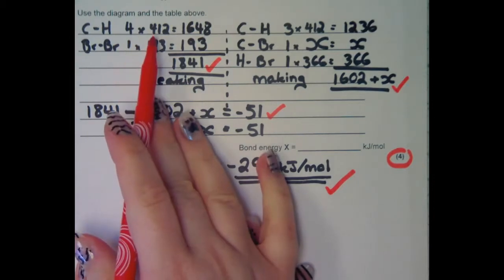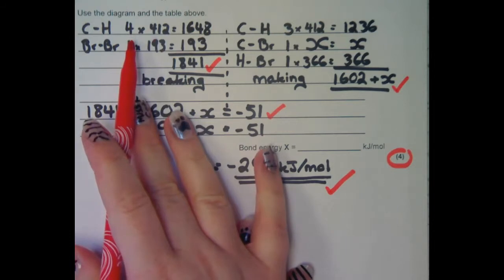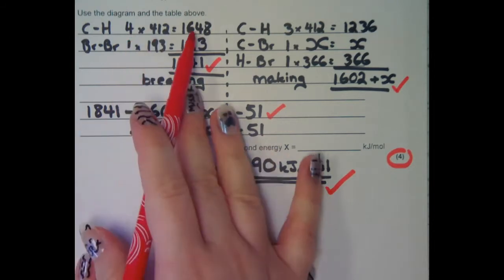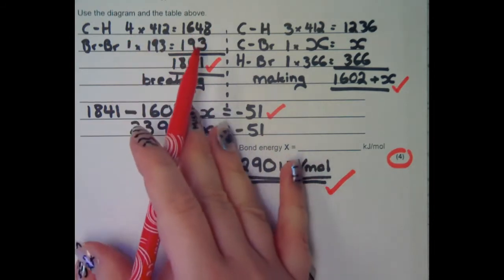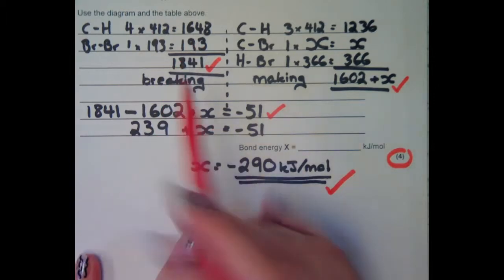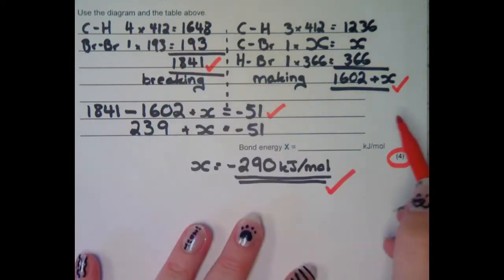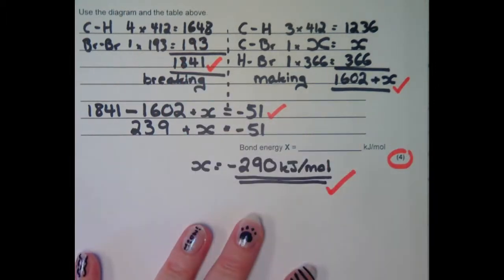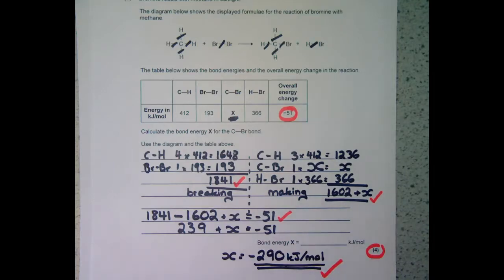If at any point you have gone wrong, let's say you've only done 3 lots of the carbon to hydrogen bond, therefore got a wrong number here and wrong number here, you will still get what is called an error carried forward mark. So you might lose this first mark, but you would still get the 3 consequent marks. That is how you work out a bond energy calculation.